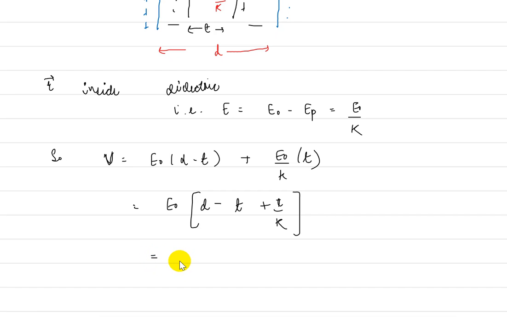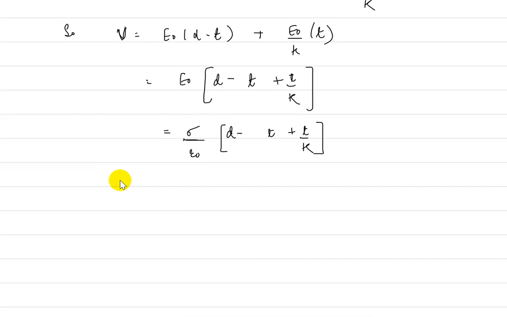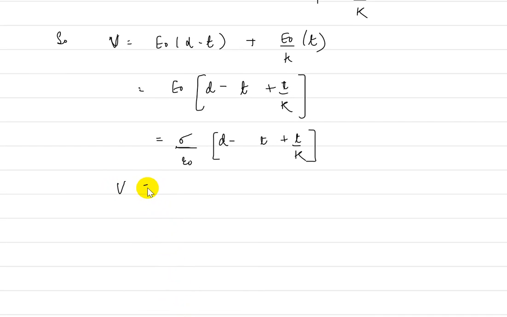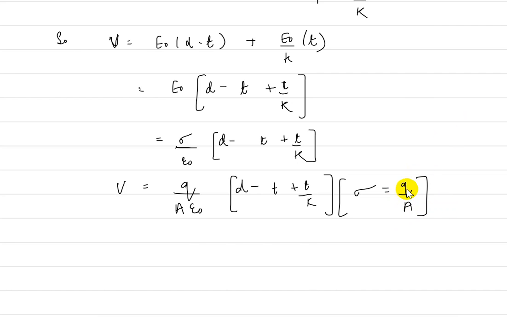We can write E naught as sigma by epsilon naught, D minus T plus T by K. So we get V is equal to Q by A epsilon naught, D minus T plus T by K. As we know, sigma is equal to Q by A, the surface charge density, and the area of the plate is A.